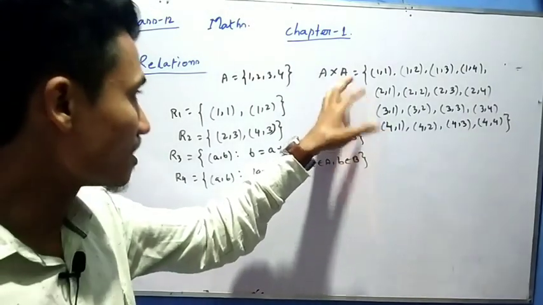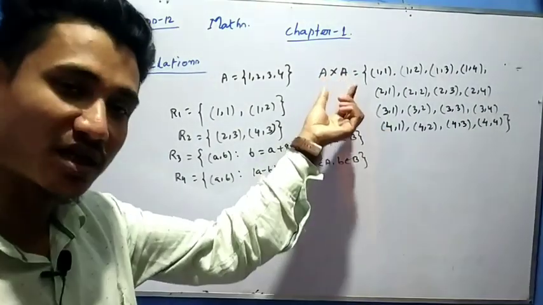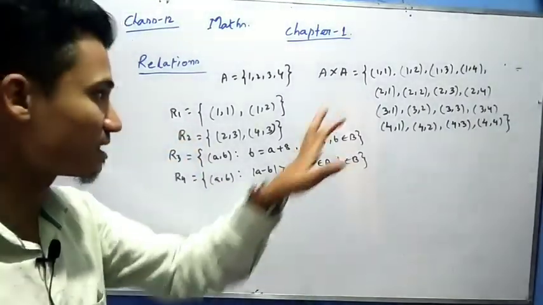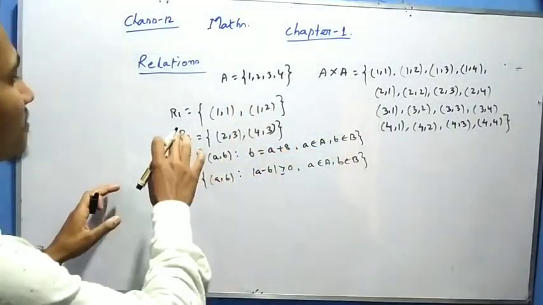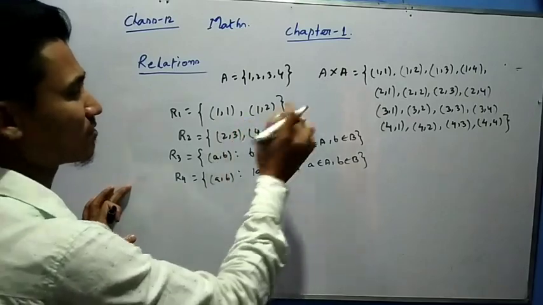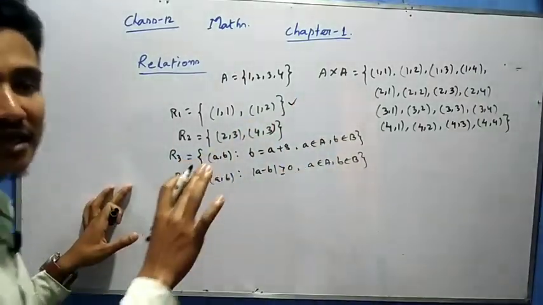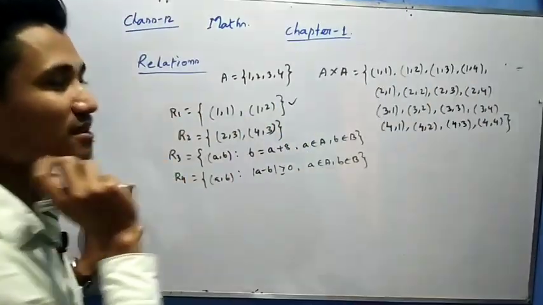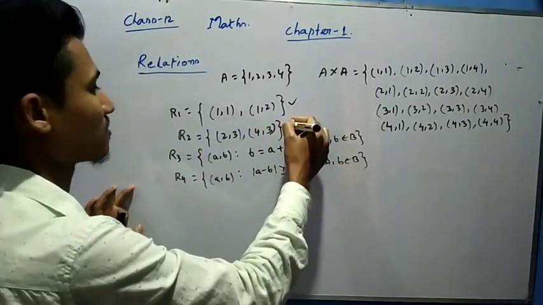Okay, so if we can define A cross A, then we can easily define relations on this set also. So I have defined one relation R1 equal to {(1,1), (1,2)}. The manner is defined, meaning some elements are taken, two elements are taken. R3 is also the same thing.